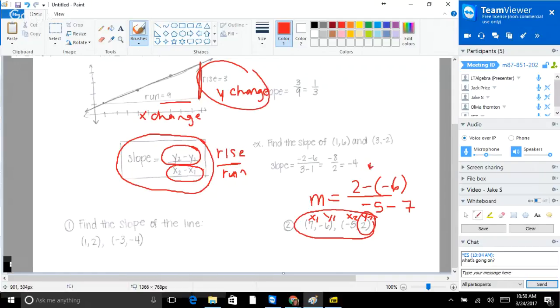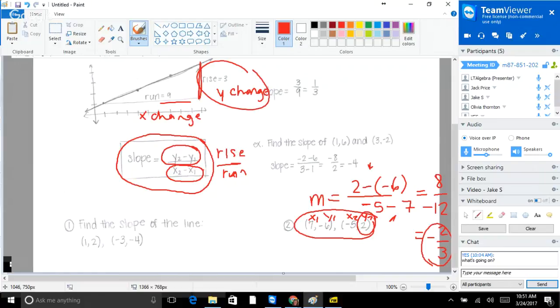And we subtract because that gives you the difference between the two. So if I do 2 minus a -6, I get +8. And if I do -5 minus 7, I get -12. So my slope is going to be -2/3. And I'll do another example, but I just wanted to give you the idea. We're talking about how much y changes over how much x changes, and we're actually using the numbers versus the graph.